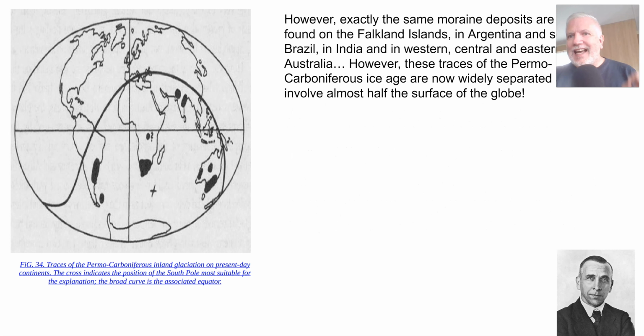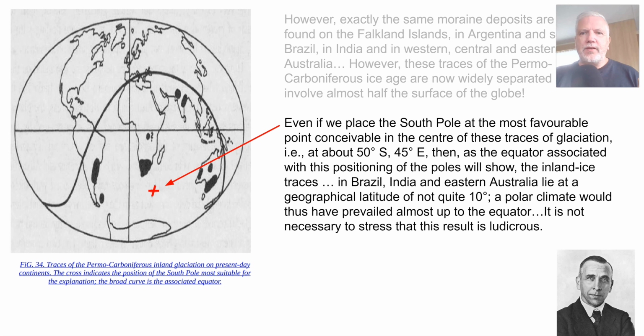However, exactly the same marine deposits are found in the Falkland Islands, in Argentina, southern Brazil, India, western, central, eastern Australia. However, these traces of the Permo-Carboniferous Ice Age are now widely separated and involve almost half the surface of the globe.